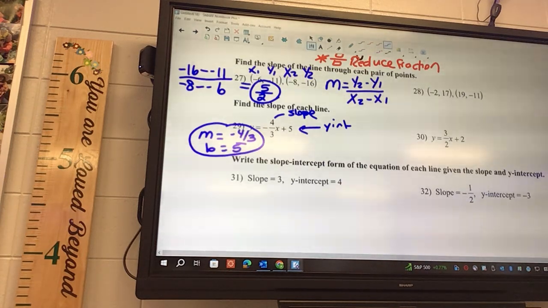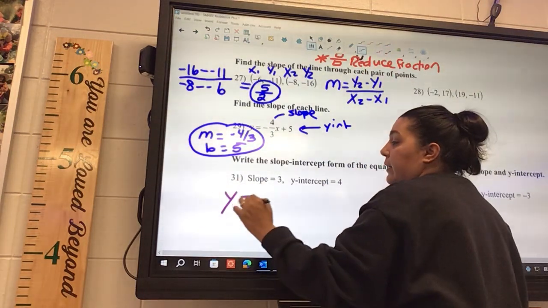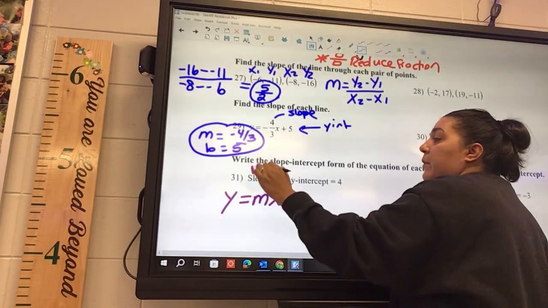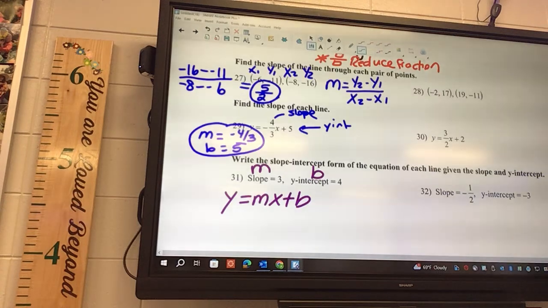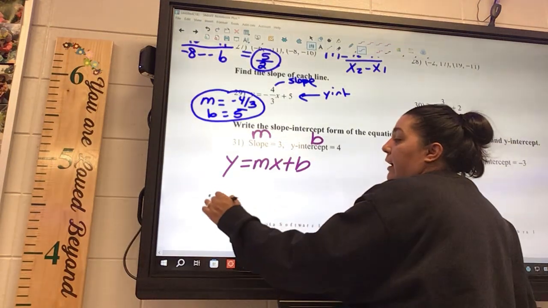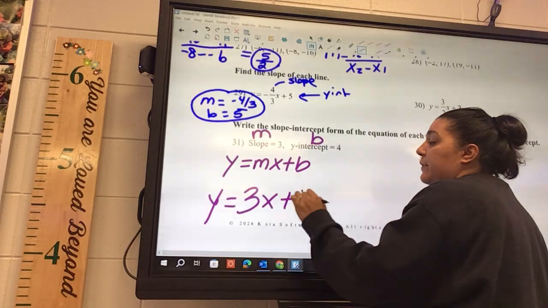Okay, 31 says write the slope-intercept form. Okay, so slope-intercept form is y equals mx plus b. So that looks like this: y equals mx plus b. This is my m, this is my b. Okay, so it's going to look like y equals 3x plus 4.